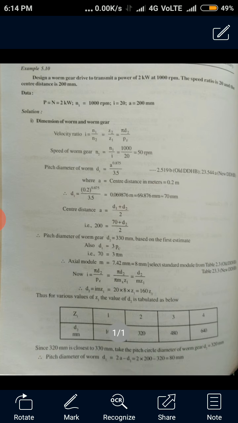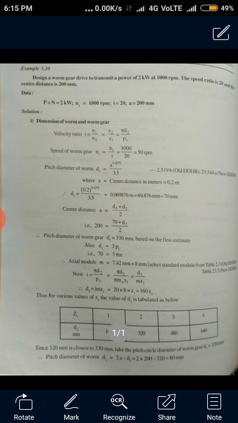The steps are the same, no difference in the steps. Just we'll go through this problem. Design a worm gear drive to transmit a power of 2 kilowatt. The power is given as 2 kilowatt at 1000 rpm, that is the speed of the worm, that is the pinion, n1 equal to 1000 rpm. The speed ratio is i equal to 20, and the center distance is a equal to 200 mm.